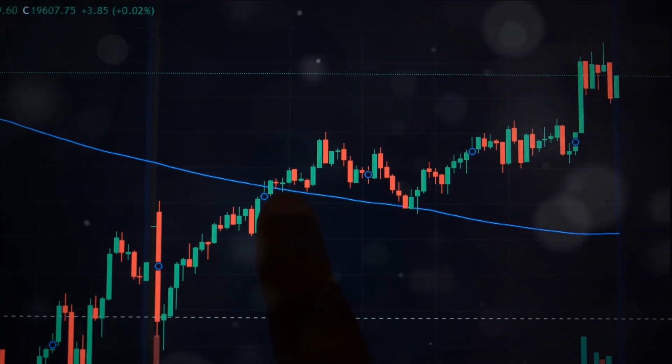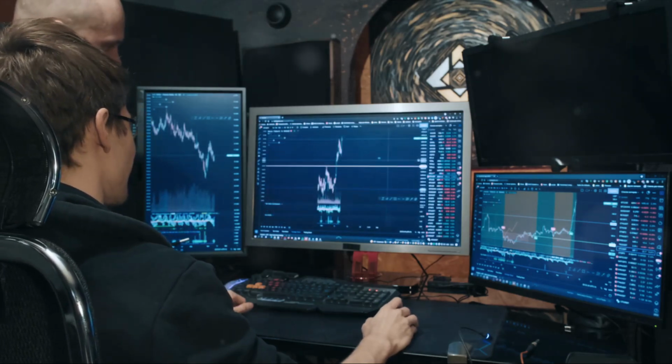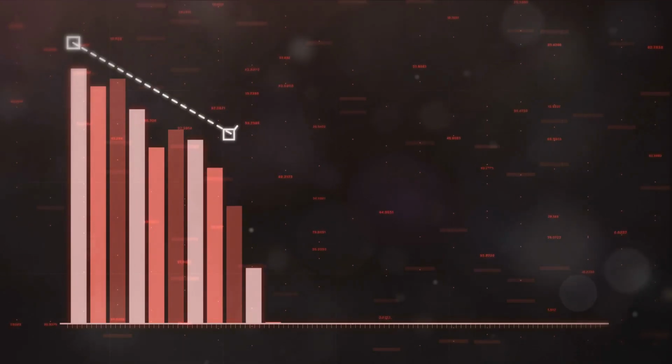One of its main disadvantages is its subjectivity. Two traders might look at the same data and interpret the wave patterns differently. This can lead to inconsistent results and potential losses.